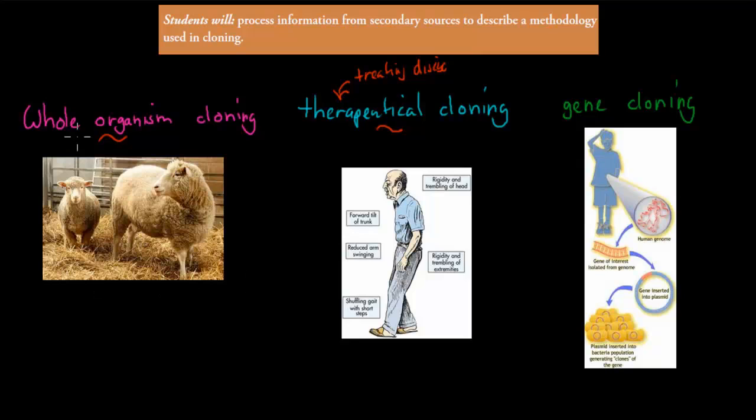Now, we're going to talk about whole organism cloning in this video. But I quickly want to touch on the other two, because you should know a bit about them as well. So therapeutic cloning: one example is Parkinson's disease, and how we use therapeutic cloning to help people with it. Now, what is Parkinson's disease? Well, Parkinson's disease is a disease of the nervous system.